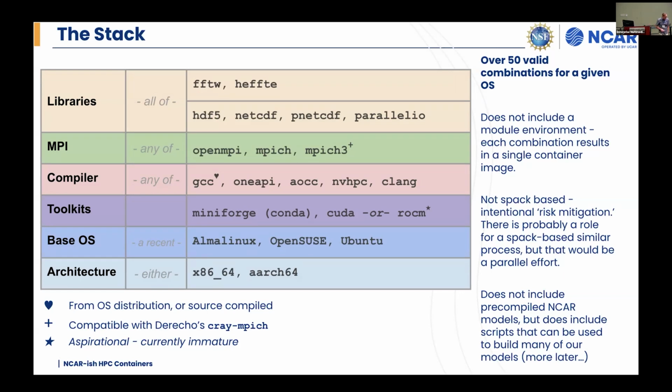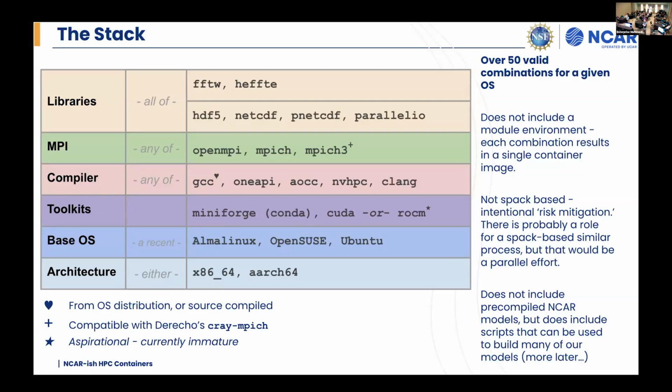So this looks a lot like the model environment you see on Derecho. At the bottom, you pick your architecture. It's either x86 or ARM, which is value-added. You then layer on a base operating system. We support all the Linux, SUSE, Ubuntu, and various flavors. Then you've layered on a toolkit environment. We support Conda, and we'll let you install the ADL if you want, CUDA, ROCm, things of that nature.